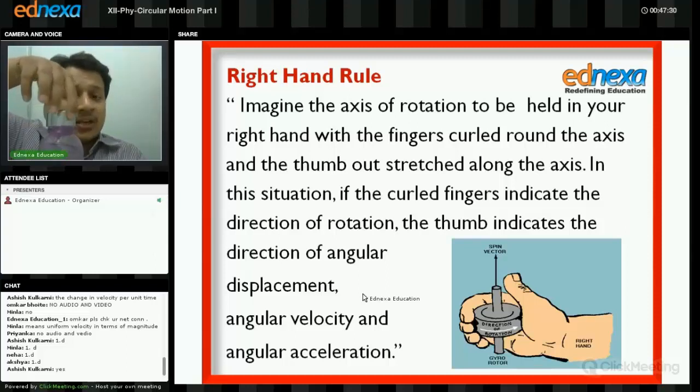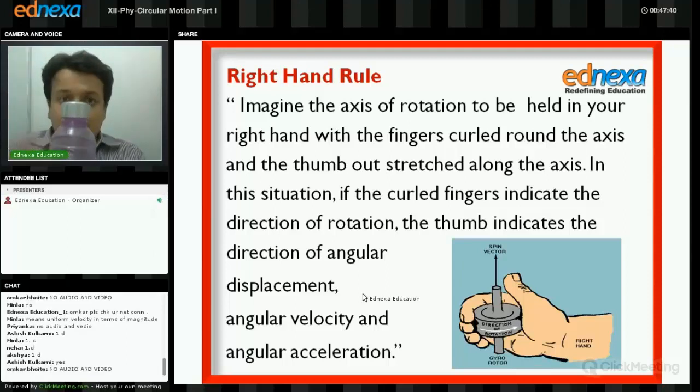When I rotate it this way, you can check clearly. The axis of rotation is this bottle, held in your right hand. I am rotating it like this. In which direction is the cap moving? Is it moving in the upward direction? Yes, it is moving upward. What does it indicate? It indicates the direction of angular velocity. See, angular velocity is in that direction, that's why it is moving upward.